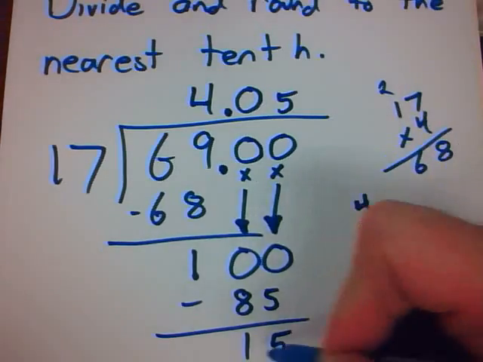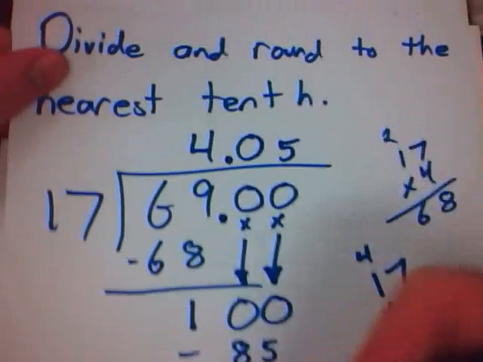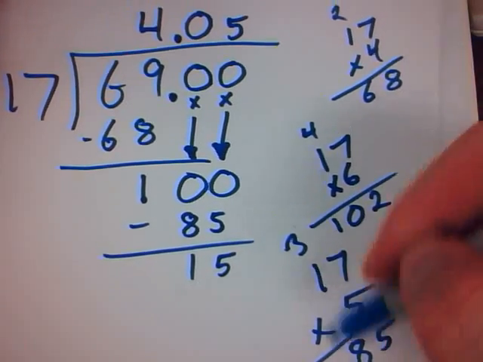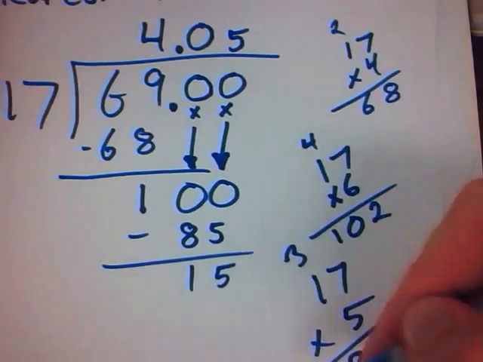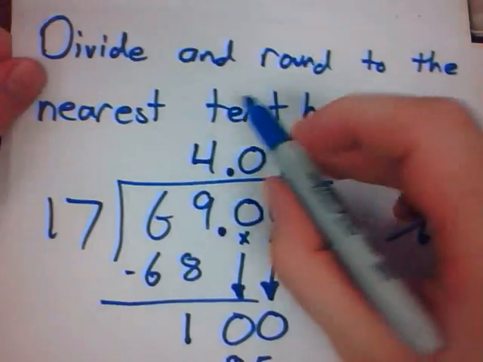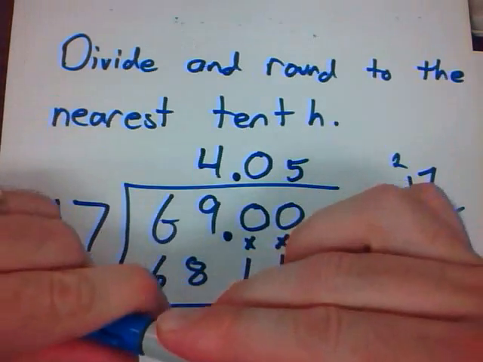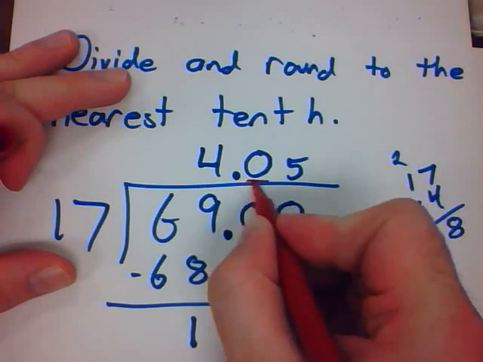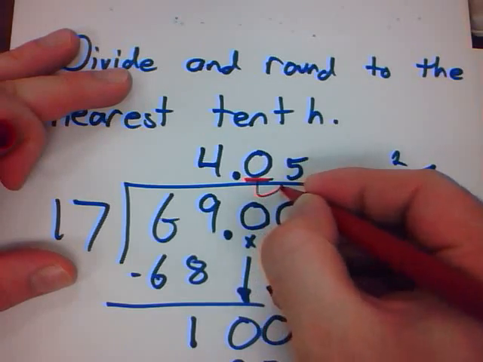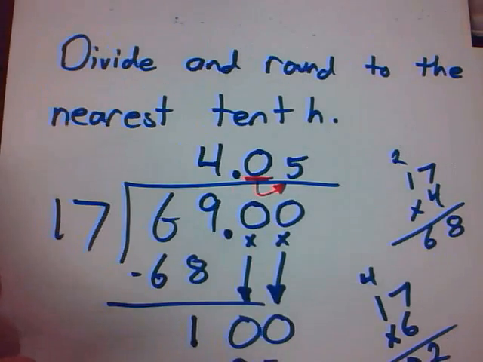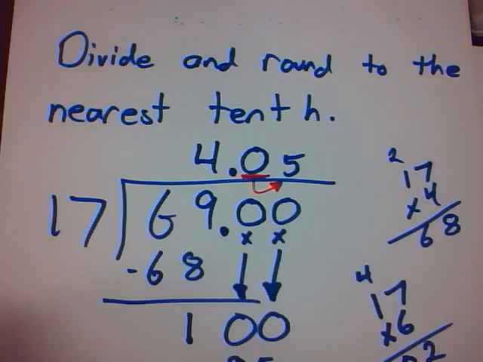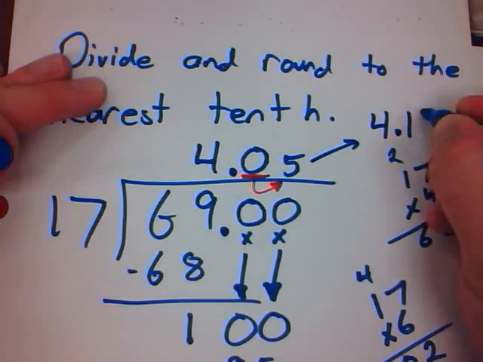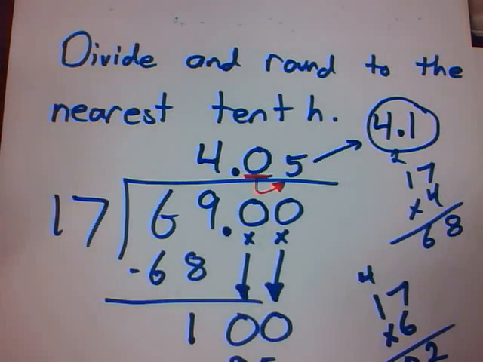Now, this question obviously does not end. However, it's told to divide and round to the nearest tenth. I could keep going and going and going. This question could actually be infinite for all I know. However, I just need to round to the nearest tenth. So all I need to do is look at the tenths, look to the right. Is that 5 or higher? Yes, it is. So I will round up. The answer to this question is 4.1.